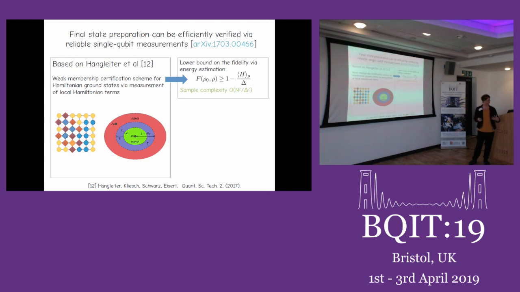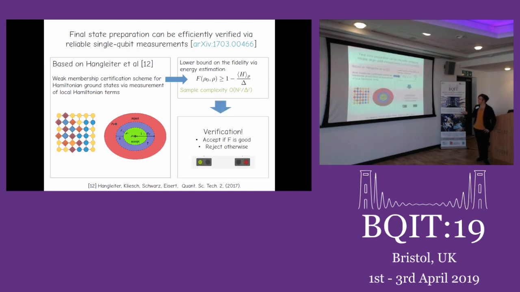the average energy of the state, since you measure local Hamiltonian terms, you can estimate the energy. So if you look at the global energy of the state that you have prepared, there is a lower bound to the fidelity based on the energy of the Hamiltonian, which goes with 1 minus the energy over the gap of the Hamiltonian. That means that if you estimate the experimental average energy of the state that you end up with, then you can actually estimate the experimental fidelity of the state that you have.